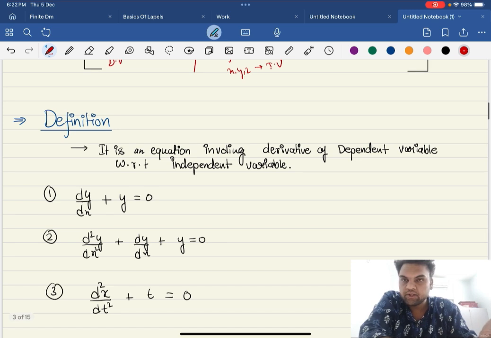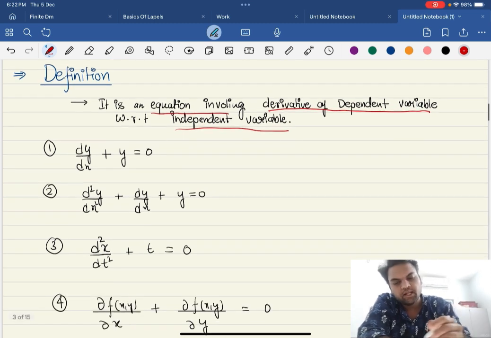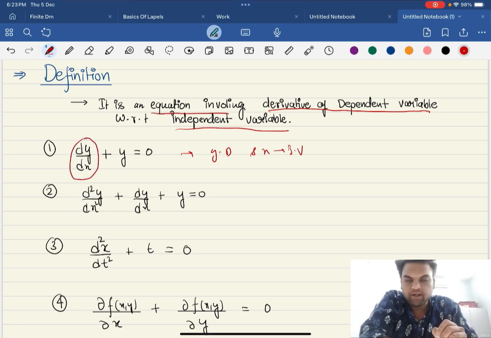In a definition, we will look into it: it is an equation involving the derivative of a dependent variable with respect to the independent variable. In a differential equation, there must be at least one term which is the derivative of the dependent variable with respect to the independent variable. Like in this, here y is a dependent variable and x is an independent variable, and here is a term which is a derivative of the dependent variable over the independent variable.